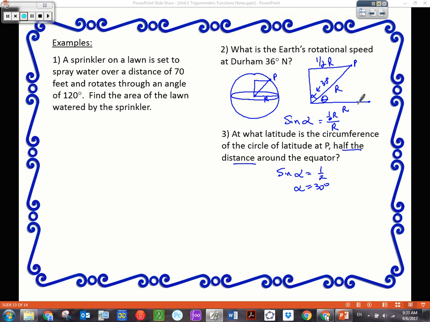So the answer is 60 degrees north in the northern hemisphere, or 60 degrees south in the southern hemisphere. That's where this particular concept would be true. Okay? We okay with that? All right? Because what angle measure is sine 1/2? Right? The angle measure sine 1/2 is at 30 degrees. Okay? Anything else? All right.